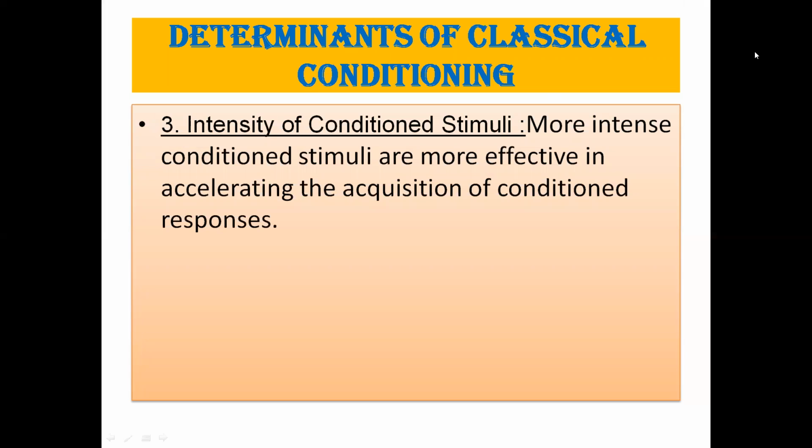The third determinant is the intensity of the conditioned stimuli. This influences the course of both appetitive and aversive classical conditioning. More intense conditioned stimuli are more effective in accelerating or increasing the acquisition of conditioned responses. It means the more intense the conditioned stimulus, the fewer the number of acquisition trials required for conditioning.